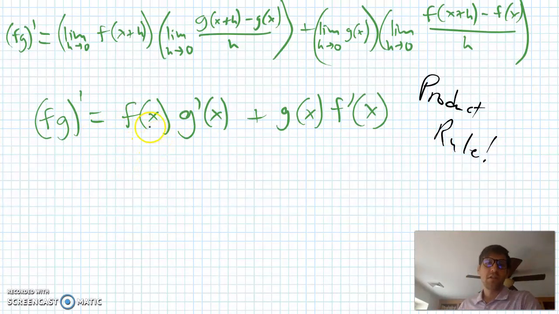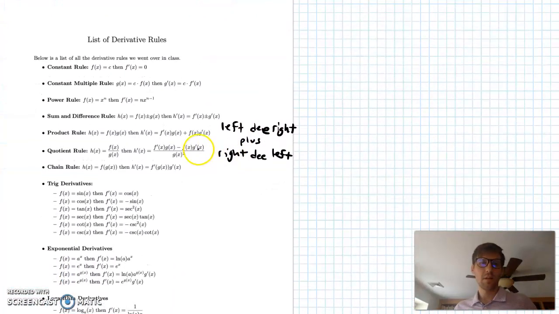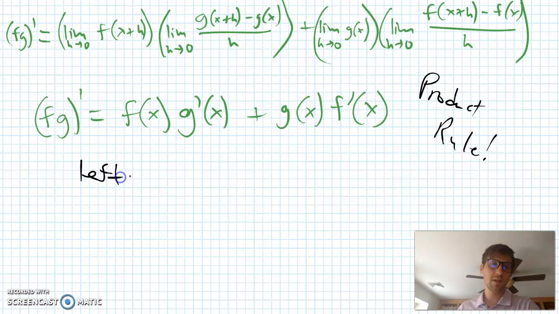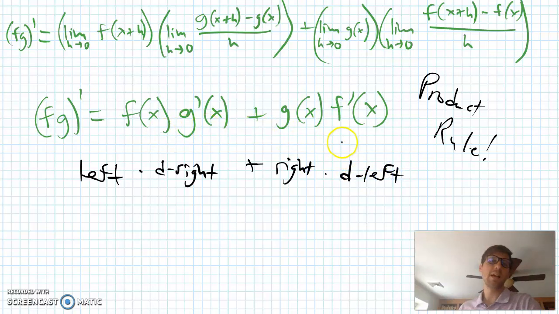As you can see here, this will be left d right plus right d left. I think that's the way I had it. Yeah, they had it the opposite way, but like we said, it doesn't matter. I think that's why I like to say it. So it's the left times the derivative of the right, plus the right function, the original function, times the derivative of the left. Left d right plus right d left. Product rule. We got it. Good to go. Much love, everybody.